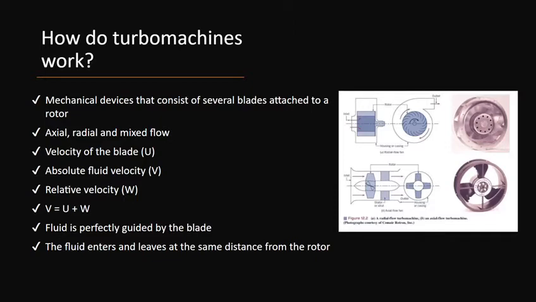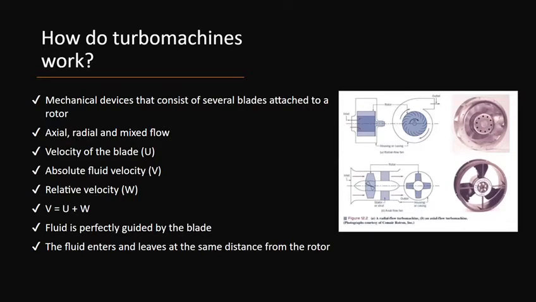The velocity of the blade, which is labeled with a capital U, is denoted by the angular velocity of the rotor times the radius of one blade. We also have the absolute velocity of the fluid, which is denoted with a capital V, which can be seen as the velocity of the fluid seen from someone outside of the turbine, and lastly the relative velocity, W, which is the velocity of the fluid relative to the blades. The absolute velocity is formed by the addition of the relative fluid velocity vector and the blade speed.